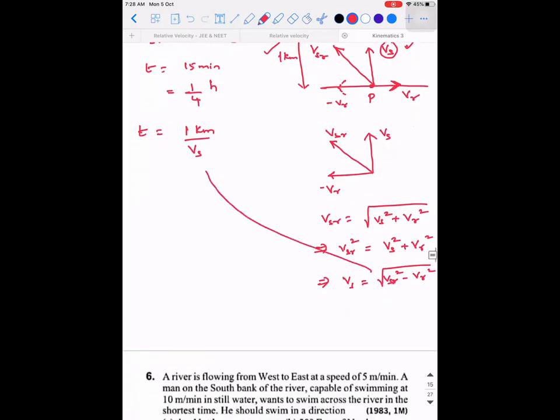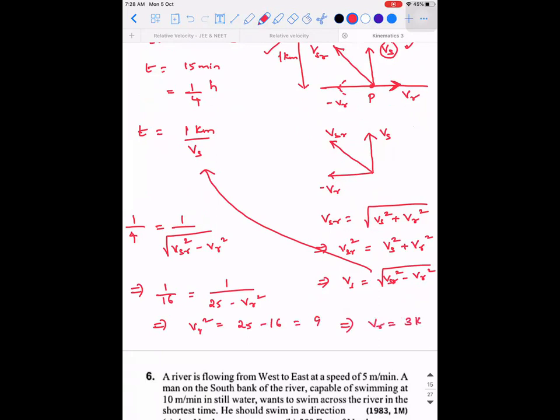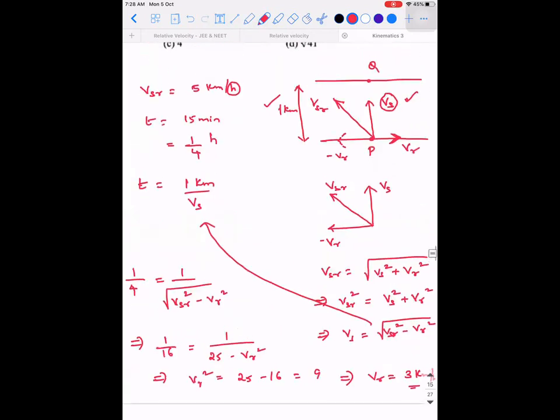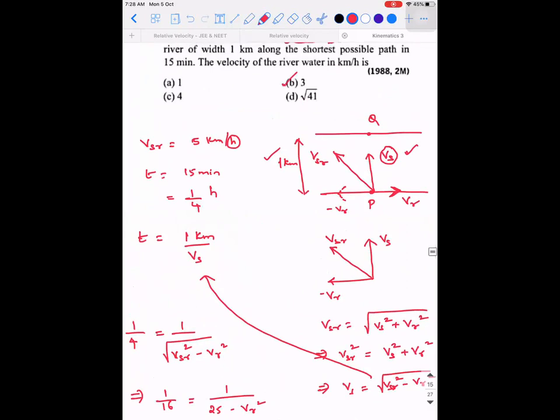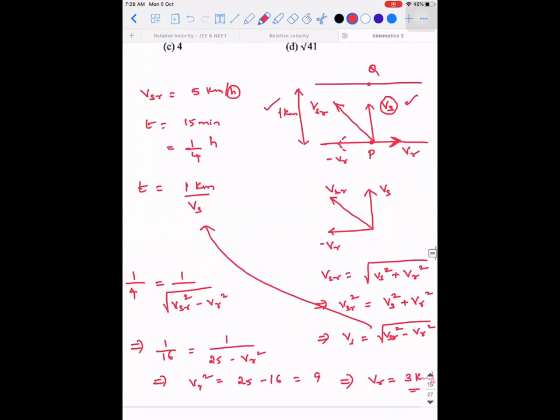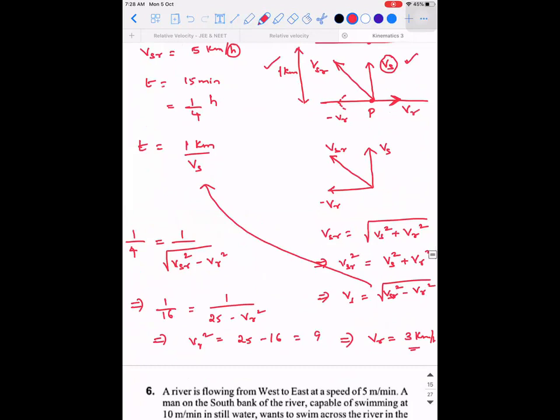So take this and substitute it here. So time is equal to 1/4 of an hour. There is 1 kilometer divided by root of VSR square minus VR square. So square on both the sides. 1/16 is equal to 1/25 minus VR square, which implies VR square is equal to 25 minus 16. That is 9. What will be the value of VR? That will be 3 kilometer per hour. Is it clear or not? Yes, sir.